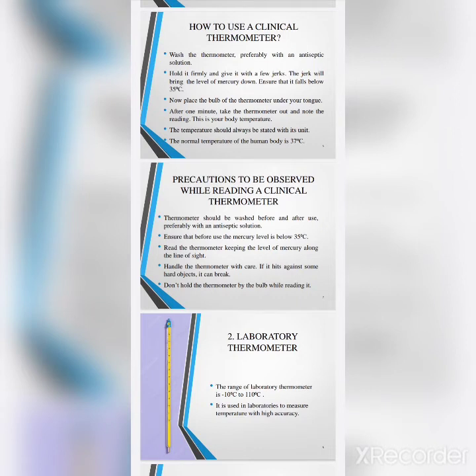Now let's see about the laboratory thermometer. The laboratory thermometer has a range from -10 degrees Celsius to 110 degrees Celsius. Normally, laboratory thermometers are used in laboratories to measure the temperature with high accuracy.